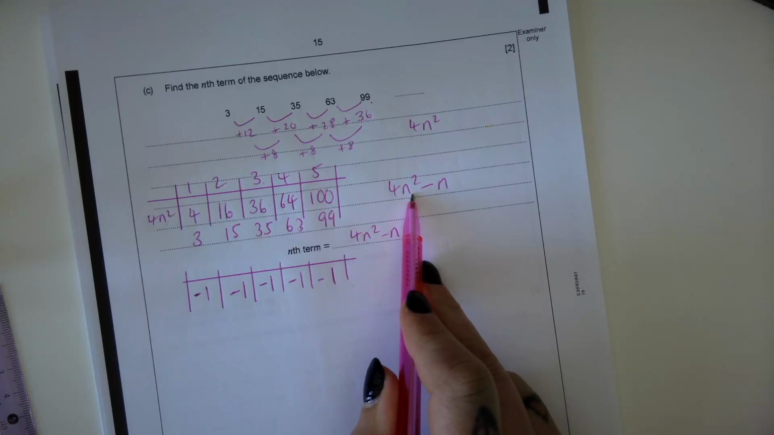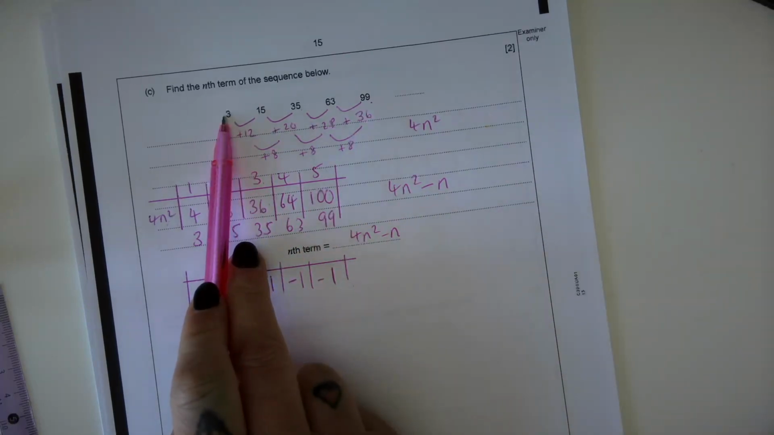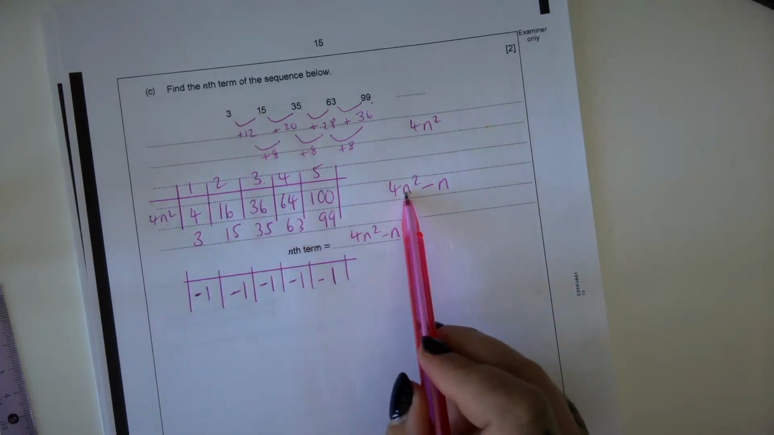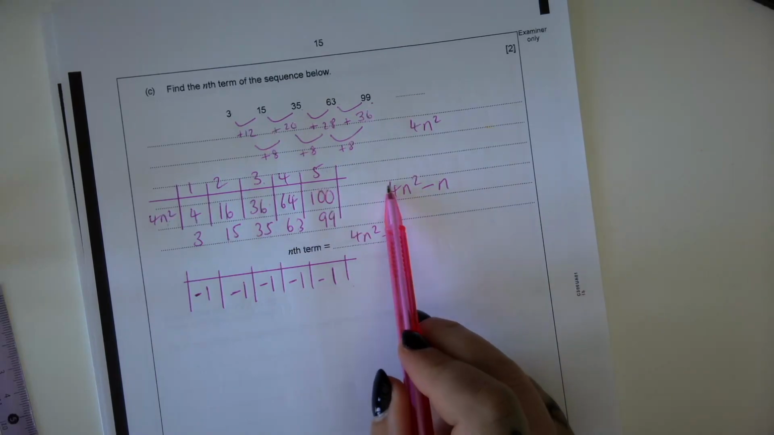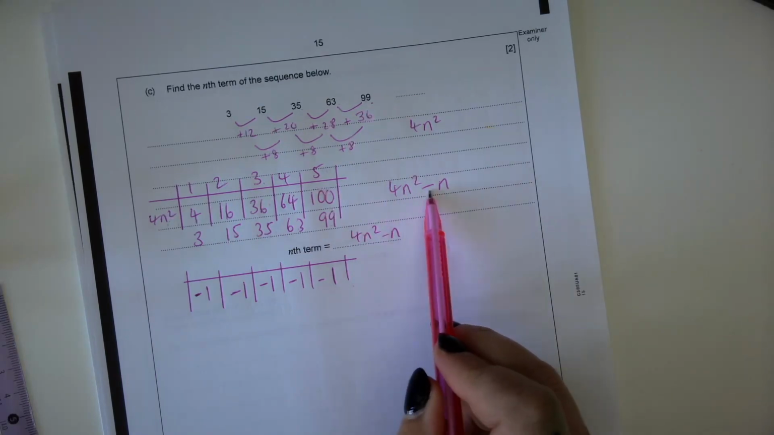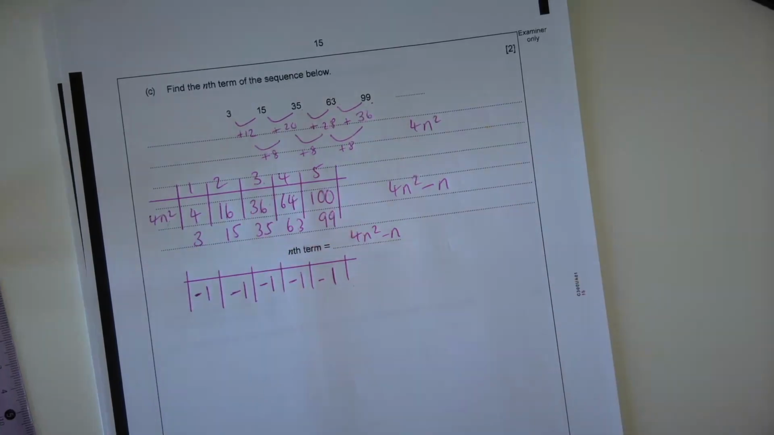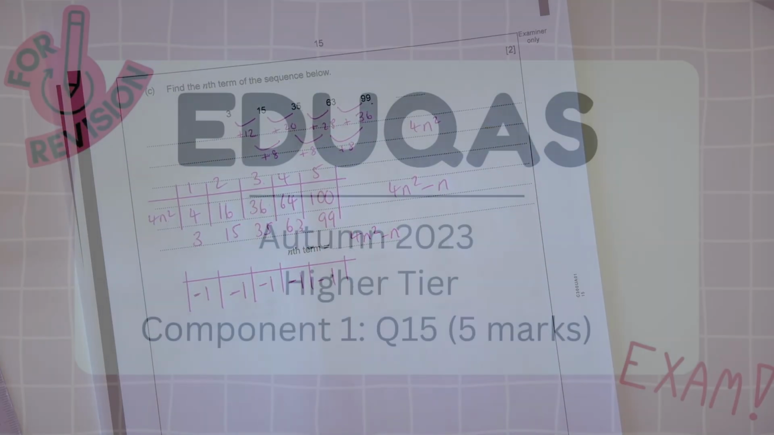And you can check this, because if n is 1, to generate this first term, 1 squared is 1, 4 multiplied by 1 is 4, but then subtract 1 is 3. So we know that that's the correct nth term.